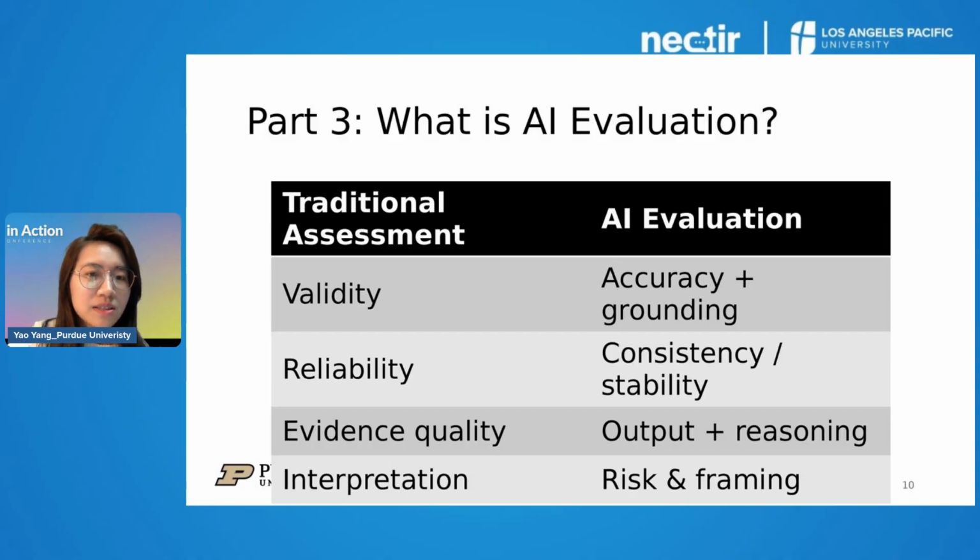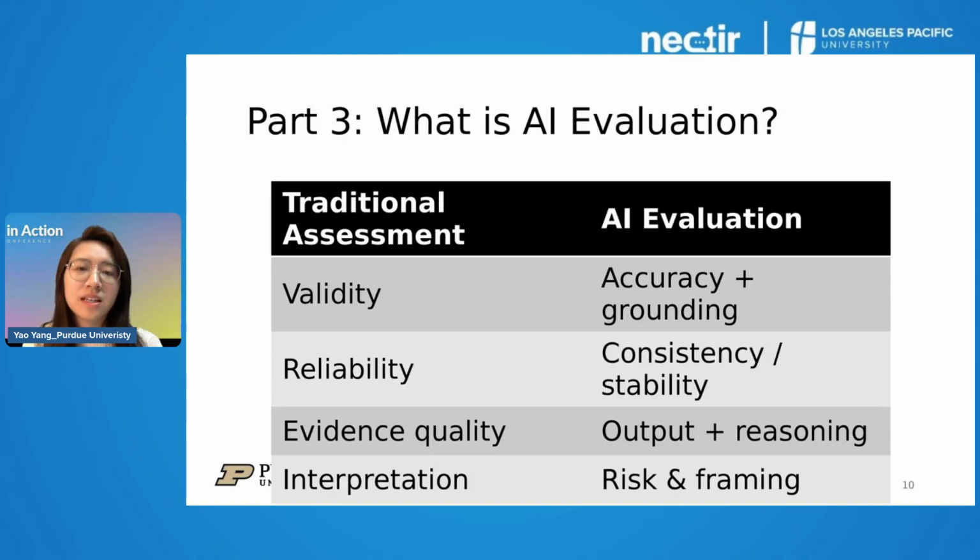Okay, so to understand this, I want to compare it with the traditional assessment. In the traditional assessment, we focus on the validity and reliability of a tool, and also the evidence quality and interpretation of a tool. But in AI evaluation, validity becomes accuracy and grounding. That means the output is not only correct, but also based on the provided data. Reliability becomes consistency or stability, because we want similar outputs when we give similar inputs. And evidence quality becomes the output and reasoning.